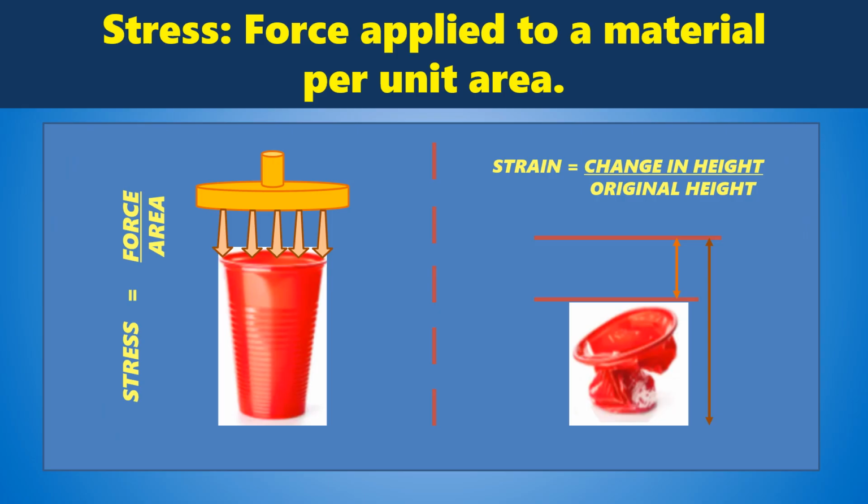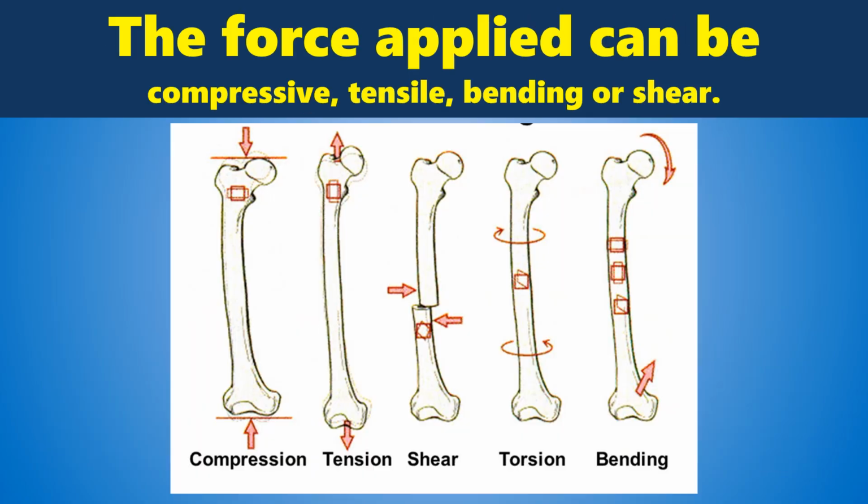So what is stress? Stress is force applied to a material per unit area. And again, we use the terms force, load, and stress interchangeably or as synonyms. The force unit is Newton. And when we try to quantify this force, or trying to be more objective, we use the word stress. It is force per unit area. When the force is applied to a material, it can be a compressive force, tensile, bending, or shear force.